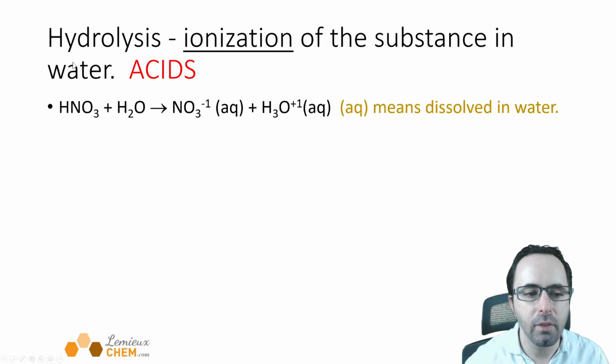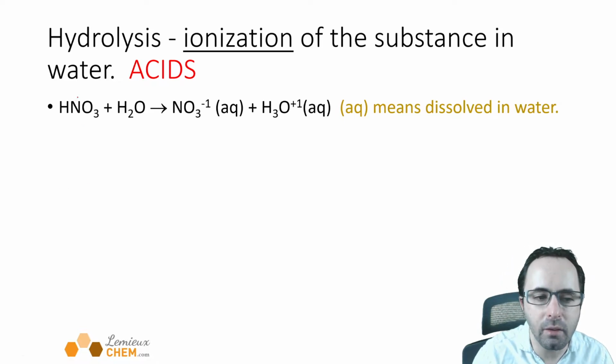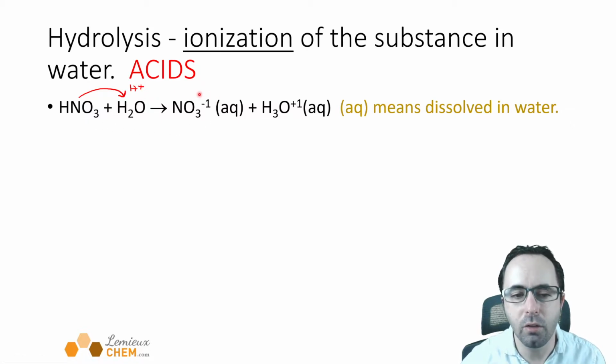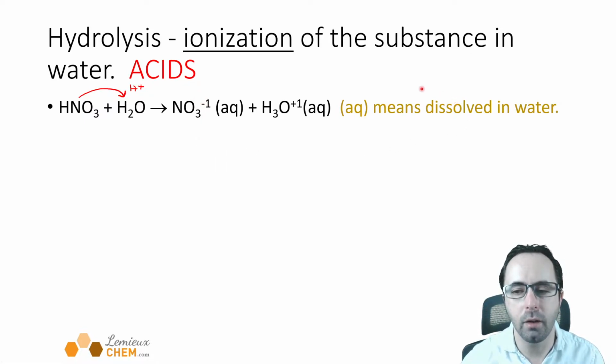So if we have nitric acid in water, the H+ ion is going to unattach from the nitric acid and attach itself to the water. What this means for the products is that the H+ is no longer attached to the nitrate. So now the nitrate is just a nitrate ion by itself, aqueous, with a -1 charge. And reminder, aqueous means dissolved in water.